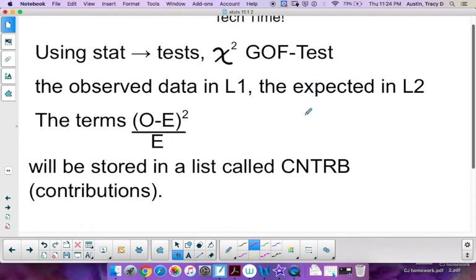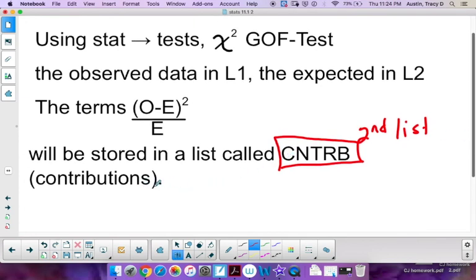When you run a GOF test, you can go back into your second list menu and scroll down and you will see CNTRB, and those are called contributions. You can actually take a look at it and it'll give you each piece of the chi-square statistic, the little chi-square for each one of your observed and expected values. It's basically doing this for you, and it's listing them all individually. But it'll give you the chi-square total. It'll give you the p-value when you run it in your calculator.